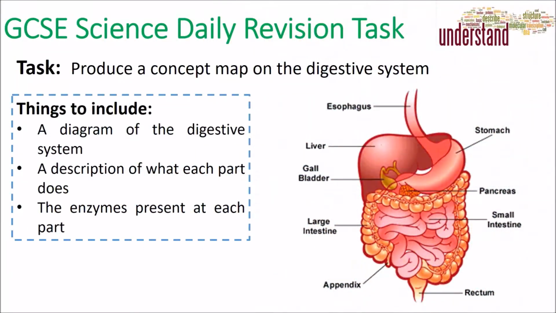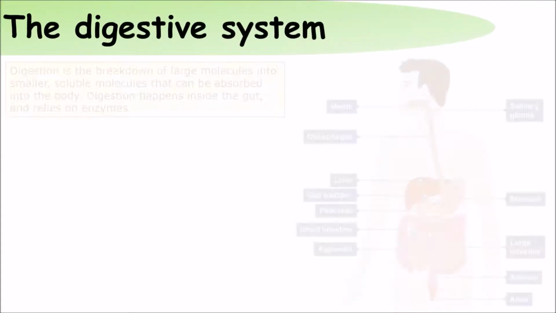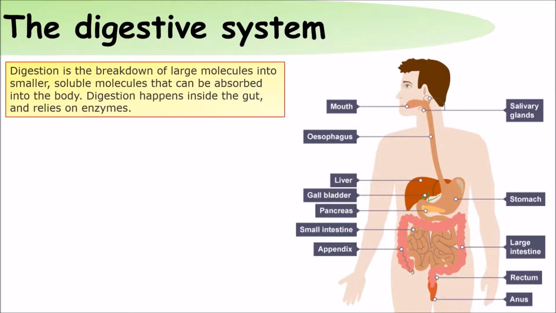Welcome to today's daily science revision task, which is to produce a concept map on the digestive system. So digestion is the breakdown of large molecules into smaller soluble molecules that can be absorbed into the body.